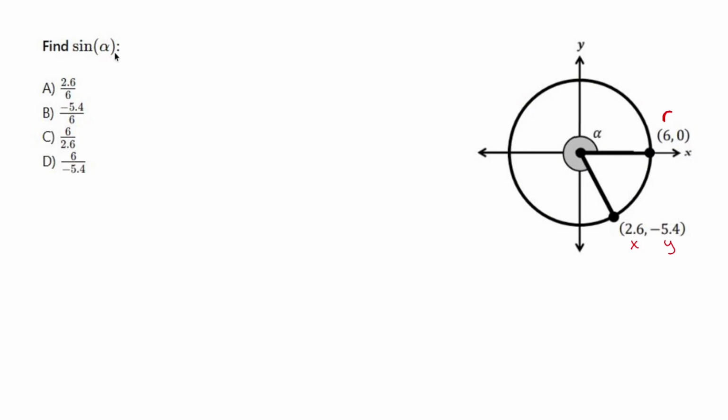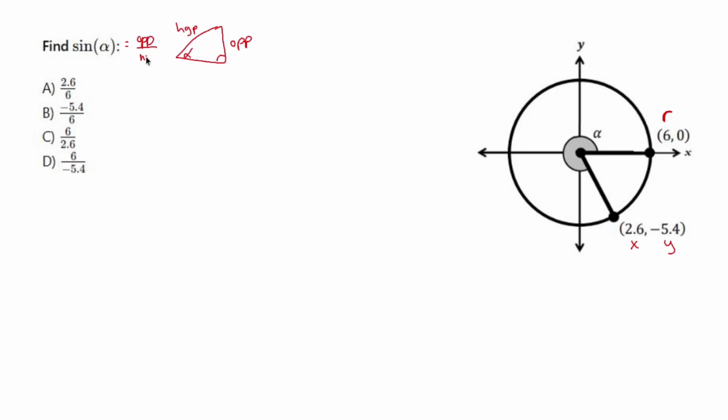This problem is asking me to find the sine of that angle. Now, there are shortcuts here, but let's remember what sine means. If we go back to SOHCAHTOA, and we're looking at a perfect right triangle like I just did, we have the opposite side and the hypotenuse. The sine of alpha is the opposite over the hypotenuse.